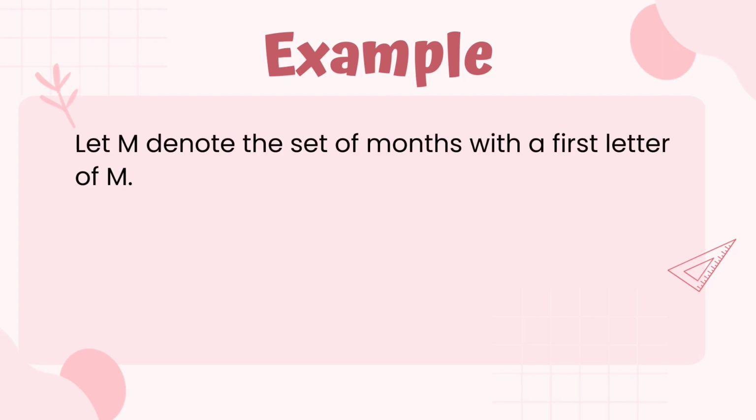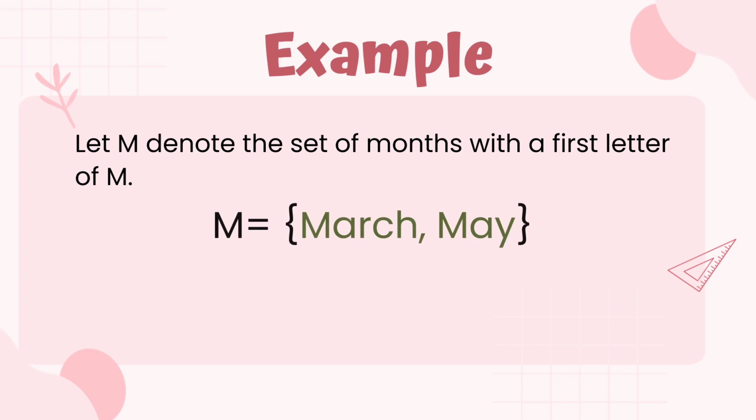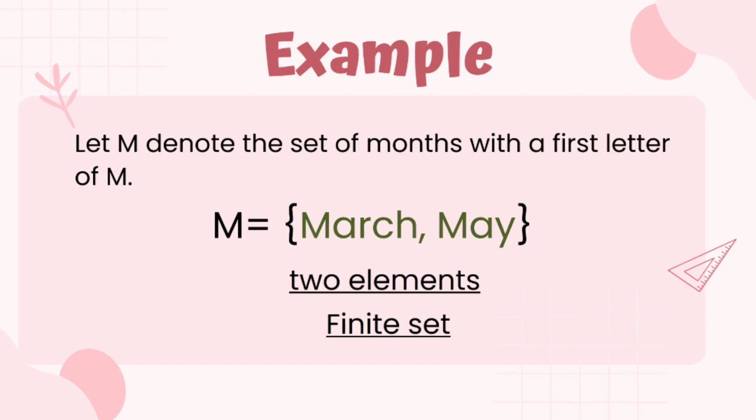As another example of a finite set, let M denote the set of months with the first letter of M, so you go through the months of the year. You have 2 months with the first letter of M, and those months would be March and May, so that would be the elements of this set M. What's important here is to see that we have exactly 2 elements, and this is an example, again, of a finite set.